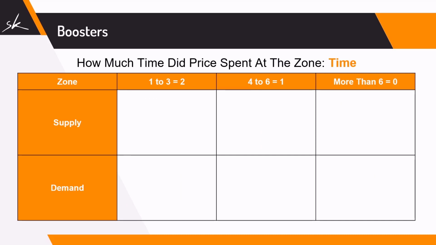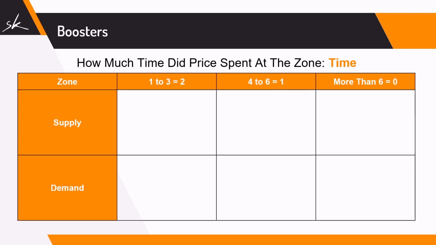Third quality booster is time spent at the level. If big boys were participating, because their orders are huge orders, the other side should quickly get absorbed and price should not remain in that area for a long period of time. Therefore, to apply this booster, we count the number of candles in the basing.